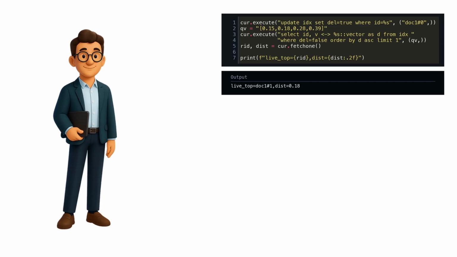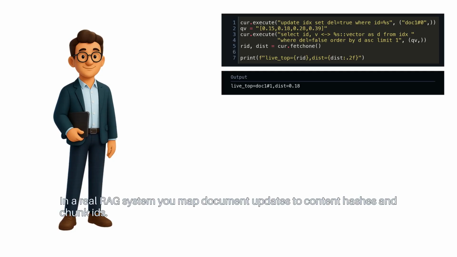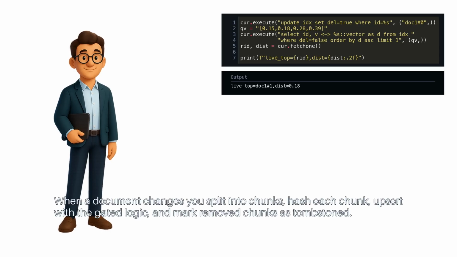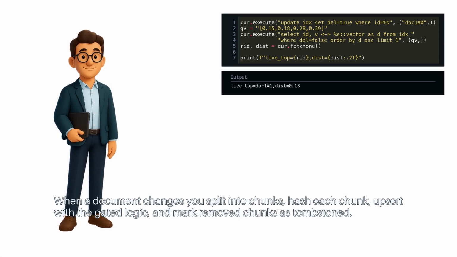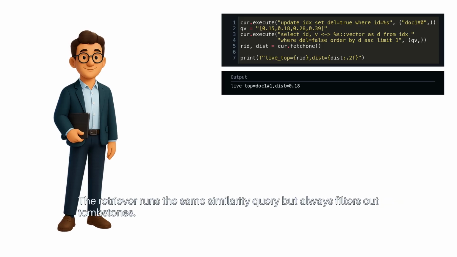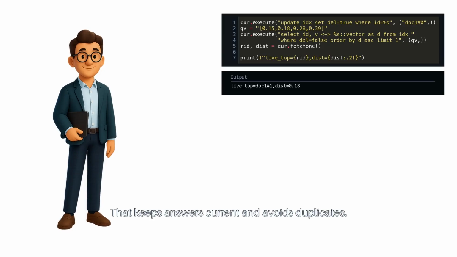In a production pipeline, you can sweep old tombstones later to reclaim space, but tombstoning is the safe first step. In a real RAG system, you map document updates to content hashes and chunk IDs. When a document changes, you split into chunks, hash each chunk, upsert with the gated logic, and mark removed chunks as tombstoned. The retriever runs the same similarity query, but always filters out tombstones. That keeps answers current and avoids duplicates.